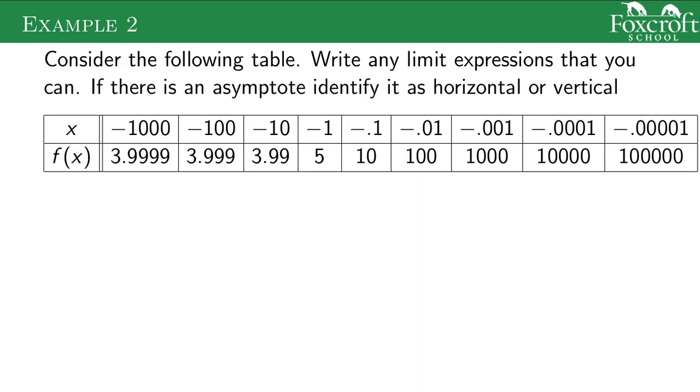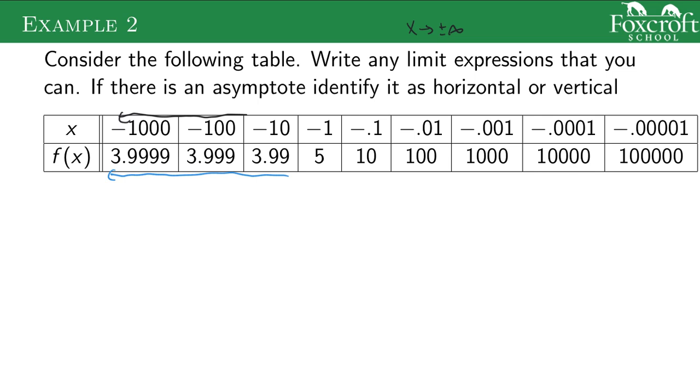All right, consider this table. Write any limit expressions that you can and identify if they're horizontal or vertical asymptotes. The first thing we need for our horizontal asymptotes, which we're focusing on in this video, is for the values to get really big, right? x is going to infinity. So we look at this table: is there anywhere where the values are getting really big? Yeah, as we go to the left here, the x values are getting bigger and bigger. Well, 1,000 is not that big, but you can see they're getting bigger. And at the same time, our y values are leveling off.